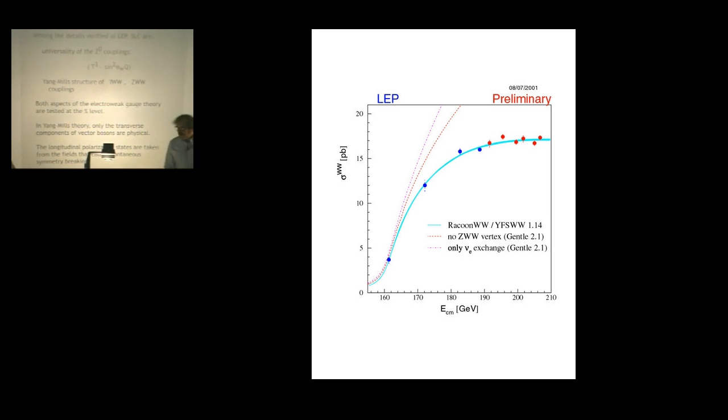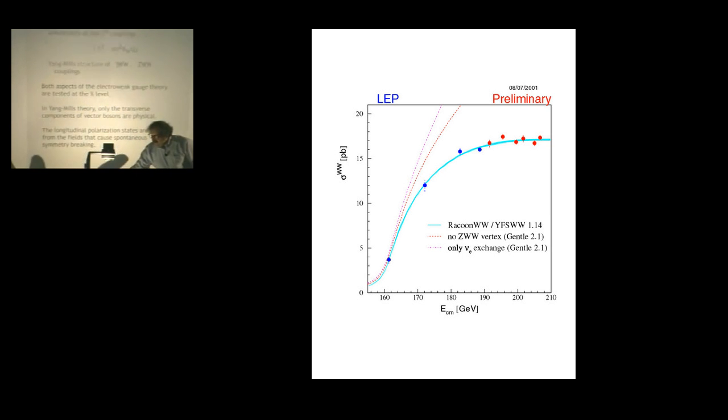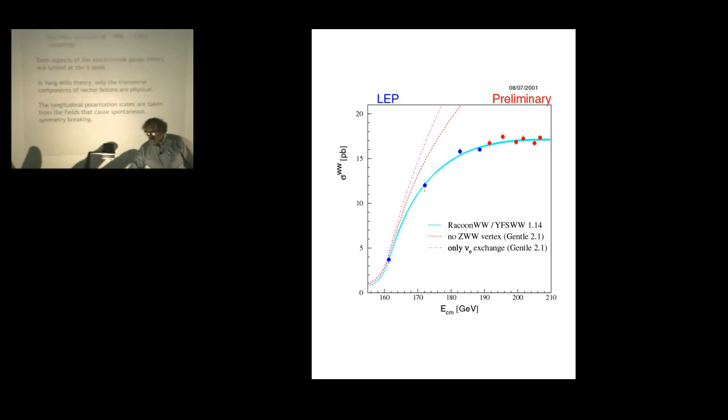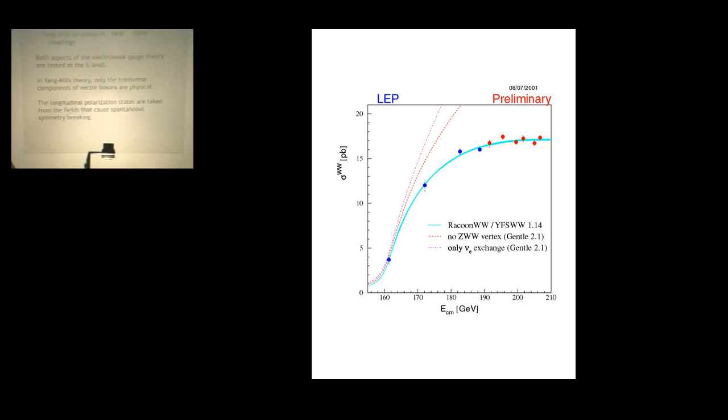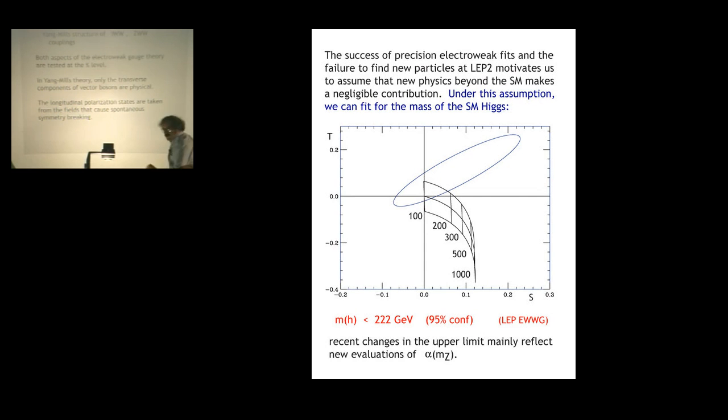And that has another implication. In Yang-Mills theory, only the transverse components of vector bosons are physical. If you want to make a vector boson massive, you have to borrow the third spin component from someplace else. That place is outside the gauge theory. It's a new sector in physics, a new type of interaction. And there's something there. We have to find it.